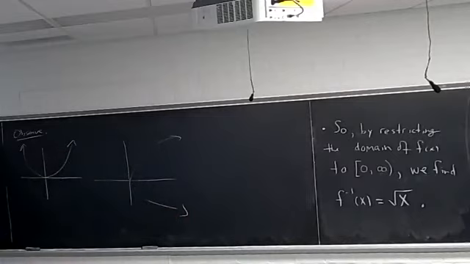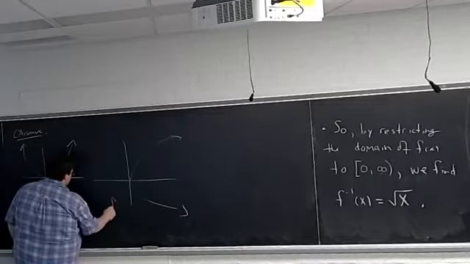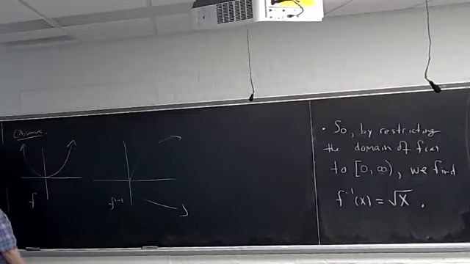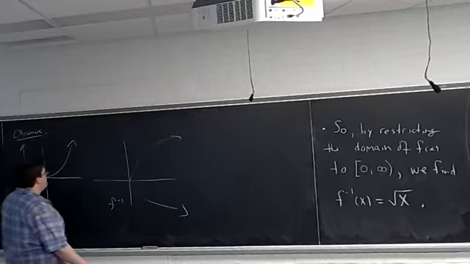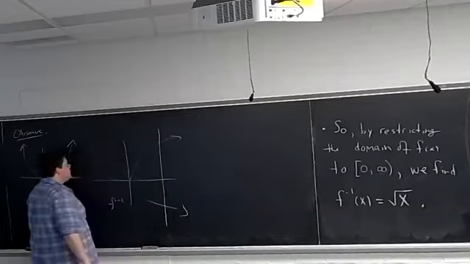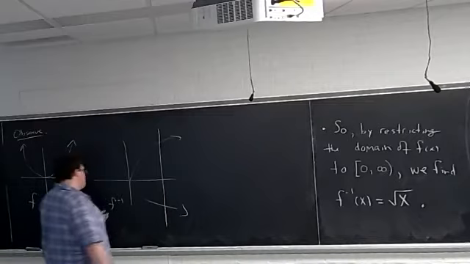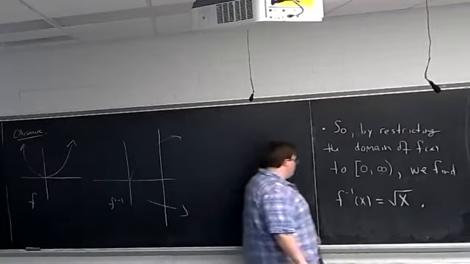Let's look a little more carefully at what went wrong. Let's say this over here is F, and this is a potential F inverse. Let's look more carefully at what went wrong for this inverse. What went wrong for this inverse was that it didn't satisfy the vertical line test, meaning it wasn't a function.